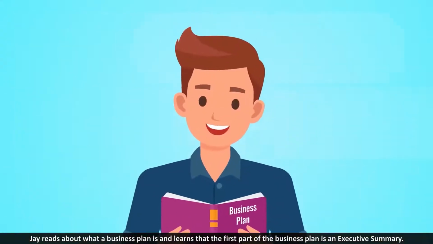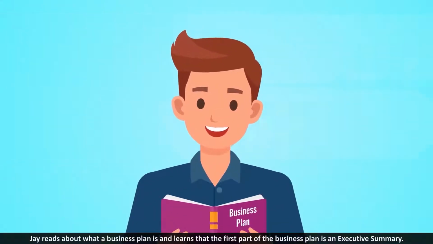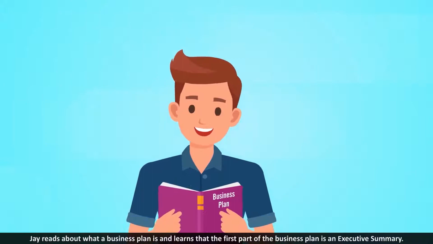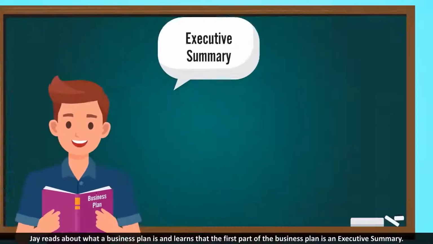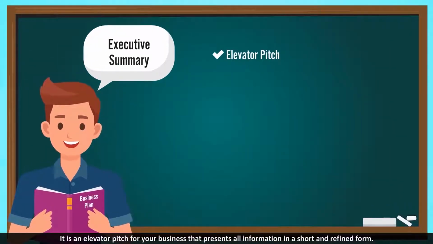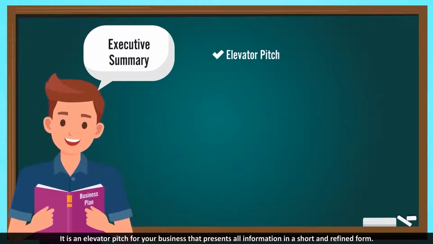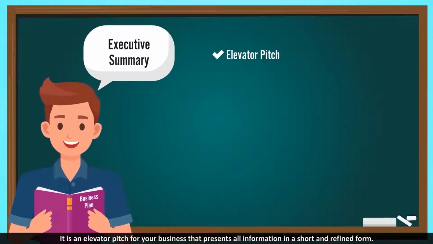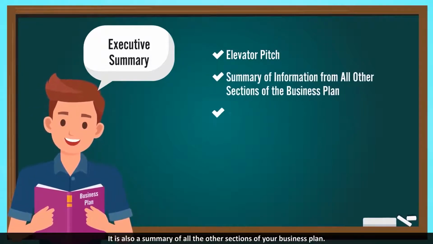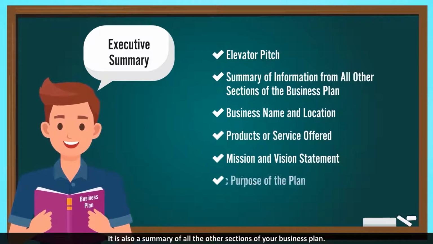Jay reads about what a business plan is and learns that the first part of the business plan is an executive summary. It is an elevator pitch for your business that presents all information in a short and refined form. It is also a summary of all other sections of your business plan.